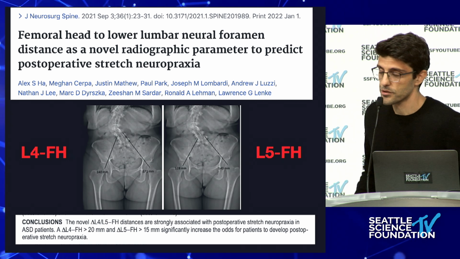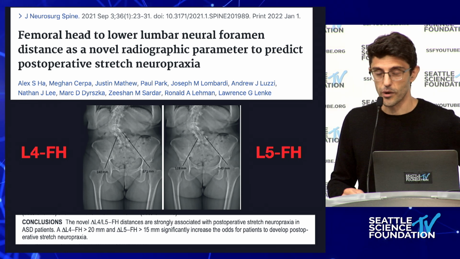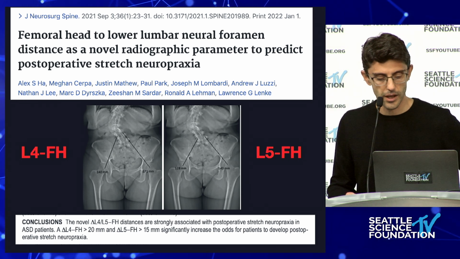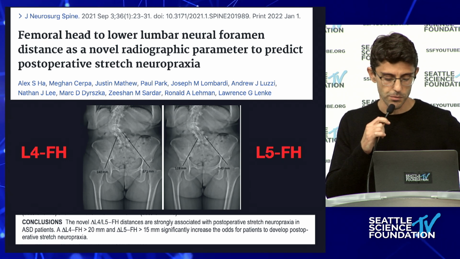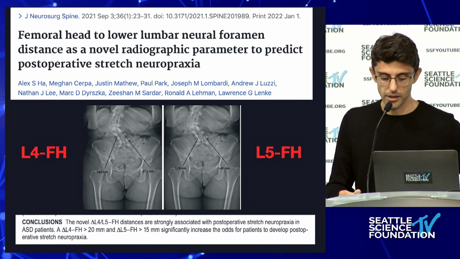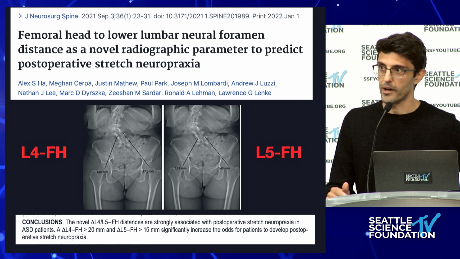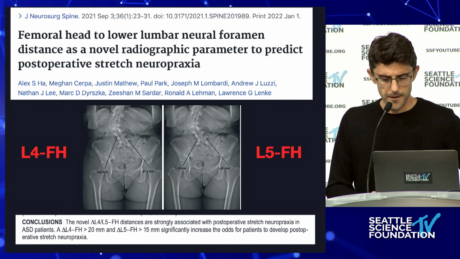When correcting the lumbosacral fractional curve with or without a kickstand rod, there can be stretch on the nerve roots, the distal nerve roots, and the Columbia group led by Lenke put out some measurements that may increase the risk of developing a neuropraxia, measuring from the L4, L5 pedicle to the femoral head, and the thresholds he put there.